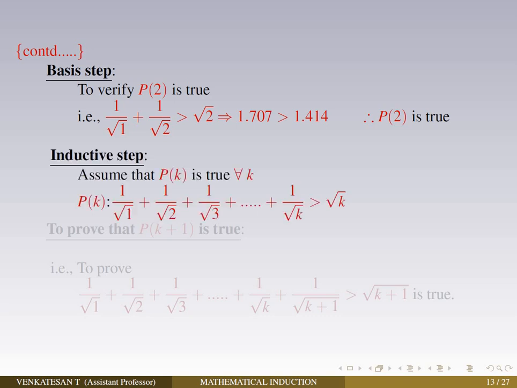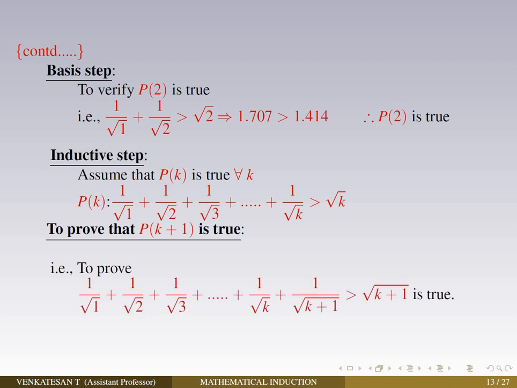Next, in my inductive step, I want to assume that P of k is true for all values of k. That is 1 by root 1 plus 1 by root 2 plus 1 by root 3 plus etc. plus 1 by root k, which is greater than root k. I want to prove P of k plus 1 is true. That is, on the left hand side extending up to k plus 1, and on the right hand side replacing k value with k plus 1, I get greater than root of k plus 1, which I want to prove.